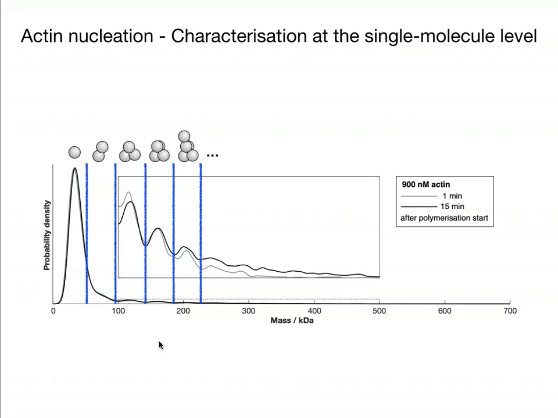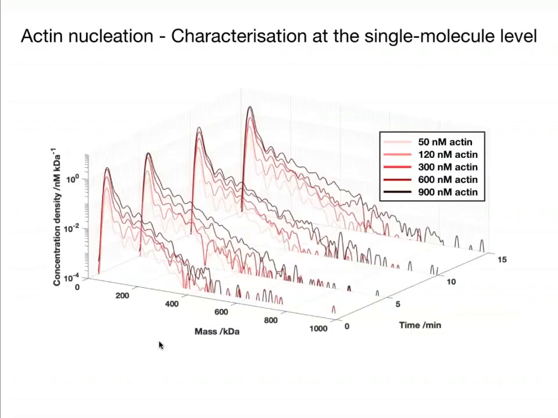And this is really powerful because now in a very narrow time window, we can just very quickly record the size distribution of our actin solution. And as we can do this at different time points after the polymerization start, we can directly follow the nucleation process of actin in real time with single subunit sensitivity. And we can not only do this at different time points, but also at different actin concentrations. And this way we get a global overview over the behavior of the system.